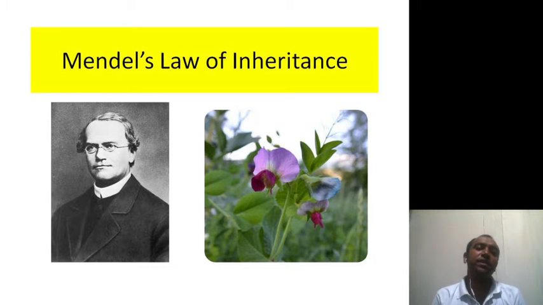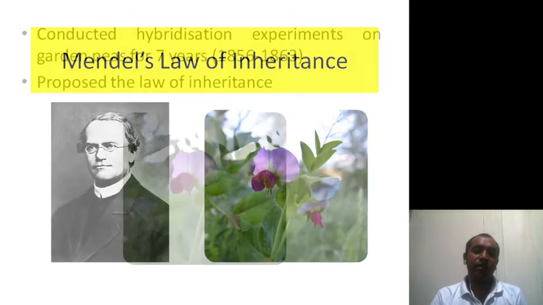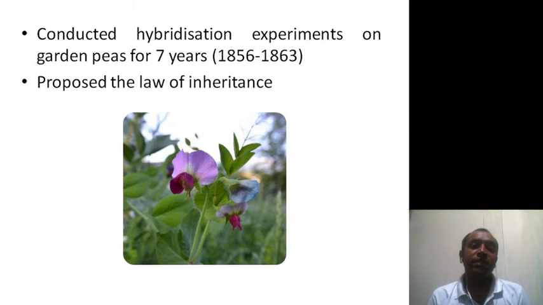So in the figure you can see the picture of Gregor Johann Mendel. He was a renowned biologist, mathematician as well as meteorologist. He is also known as the father of genetics. Towards the picture on your right, what you can see is the picture of a pea plant, which was his experimental plant. Now he conducted hybridization experiments on garden peas for 7 years.